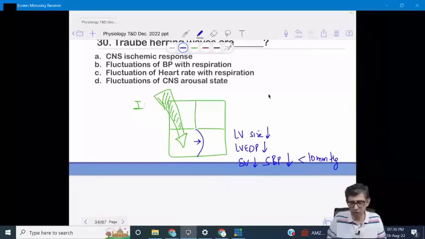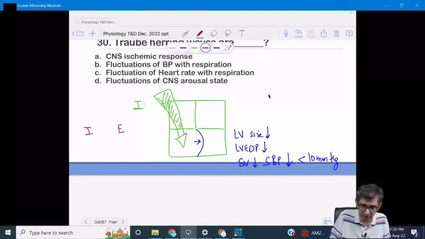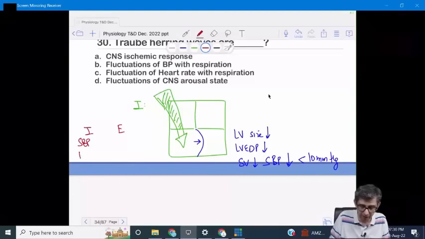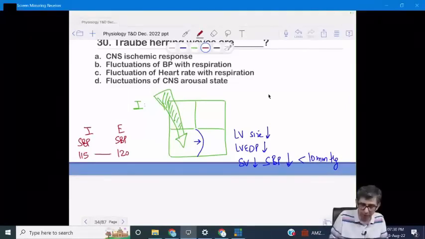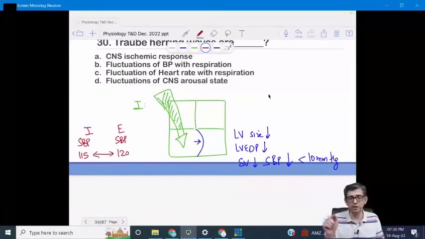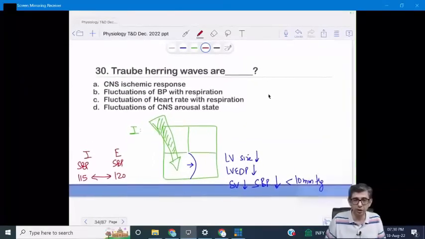So your BP and my BP vary in inspiration and expiration. And that variation of blood pressure is less than 10 millimeter of mercury. This is what I said. If I check your systolic blood pressure in inspiration, it may be, let me say, 115 millimeter of mercury. And if I check your blood pressure in expiration, if I ask you to breathe out and hold your breath for a few seconds, it will be 120. So your BP keeps on fluctuating in inspiration and expiration, and this physiological variation is what is called as Traube-Hering waves.